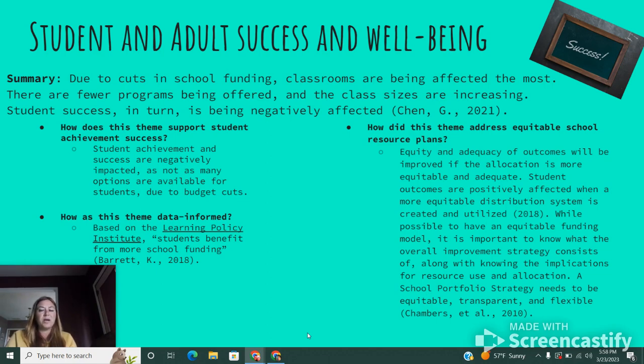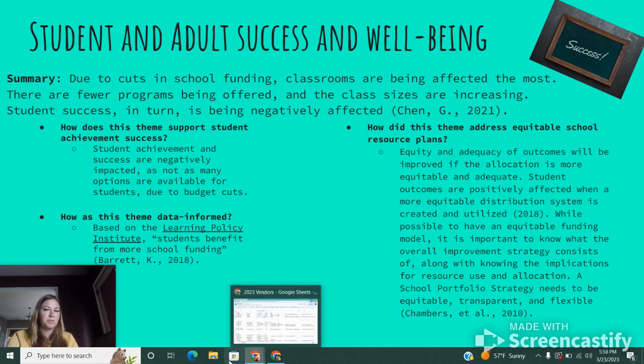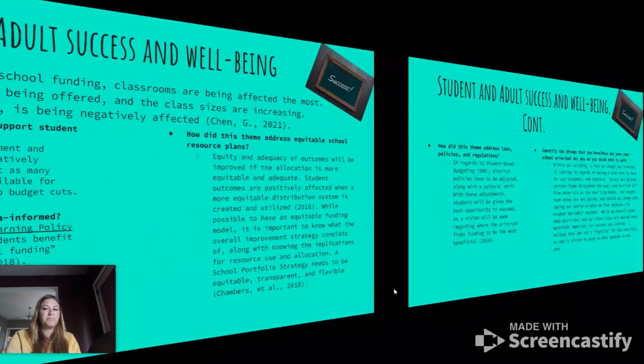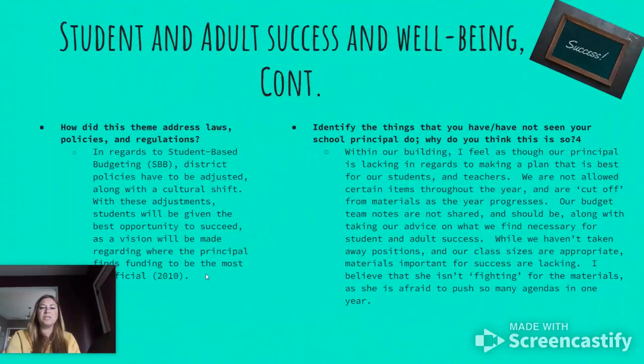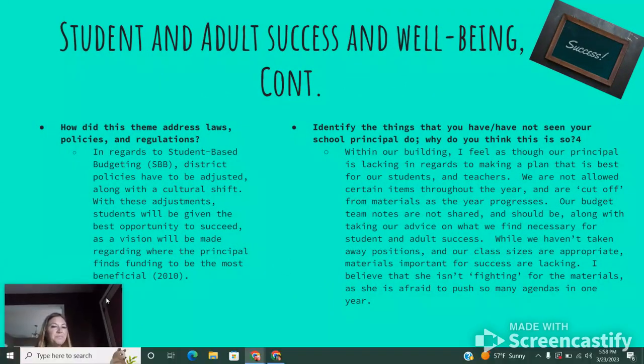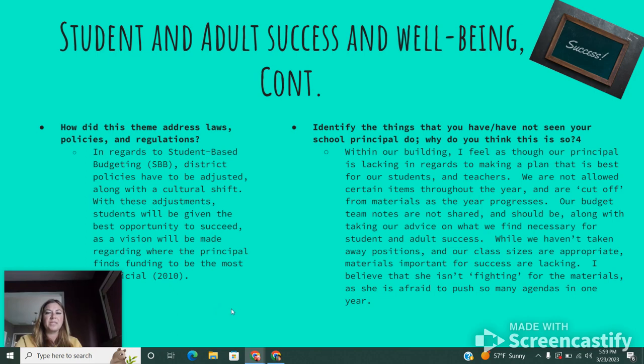While possible to have an equitable funding model, it is important to know what the overall improvement strategy consists of for resource use and allocation. A school portfolio strategy needs to be equitable, transparent, and flexible. Student and adult success and well-being continued. How did this theme address laws, policies, and regulations? In regards to student-based budgeting, district policies have to be adjusted along with the cultural shift. With these adjustments, students will be given the best opportunity to succeed as a vision will be made regarding where the principal finds funding to be most beneficial.